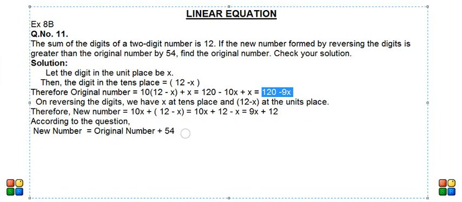Now, when we substitute the values of the new number and the original number, we get the equation like this: 9x plus 12, which is my new number, equals 120 minus 9x, the original number, plus 54. When you solve it further, I need all the x values together, and when you take the negative 9x from the right hand side to the left hand side, it becomes positive 9x, right? And the equals sign remains as it is, 120 remains as it is, plus 54 remains as it is. But when you take this positive 12 from the left hand side to the right hand side, it will be subtracted, right?